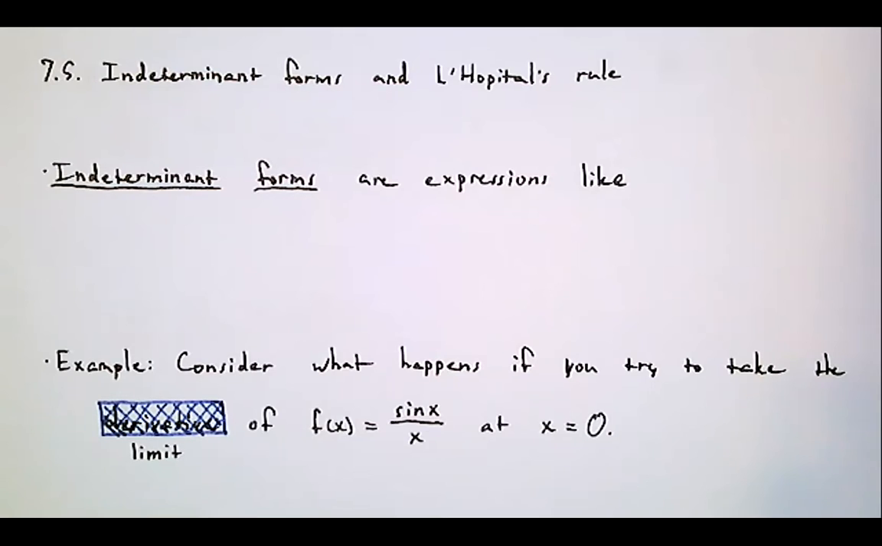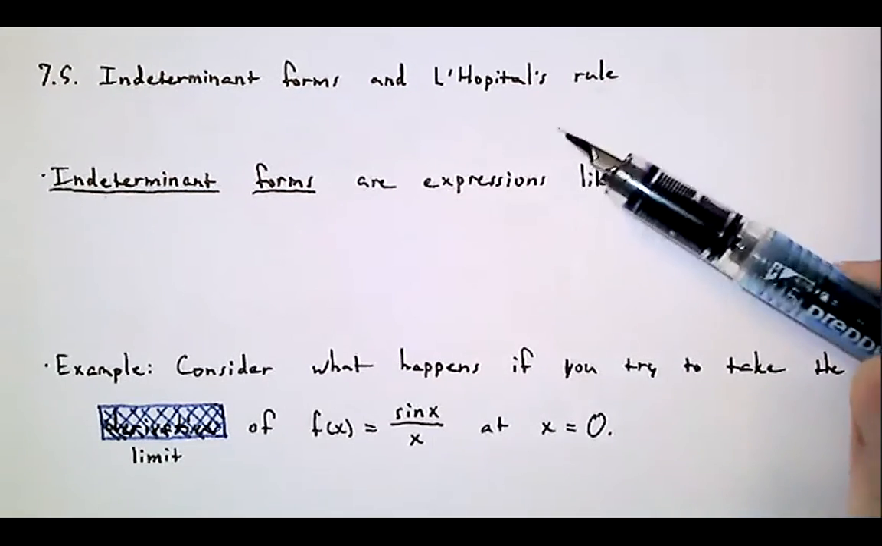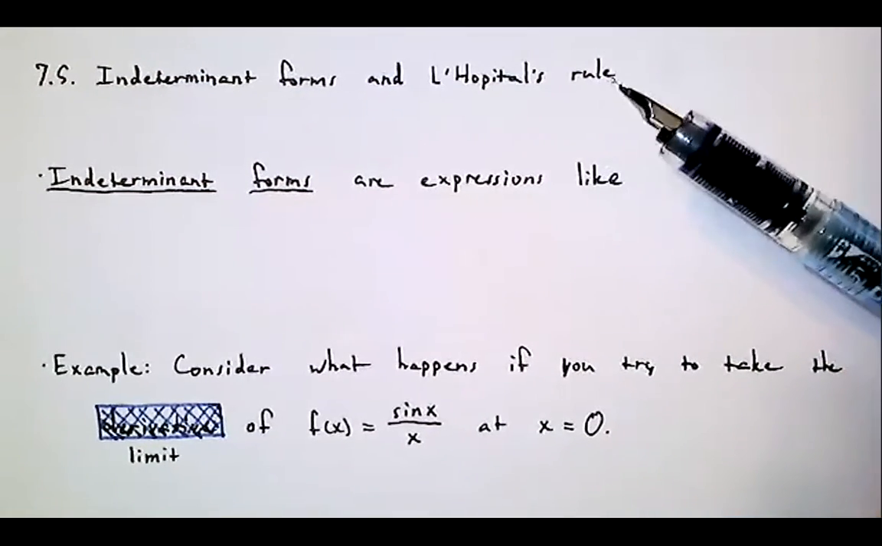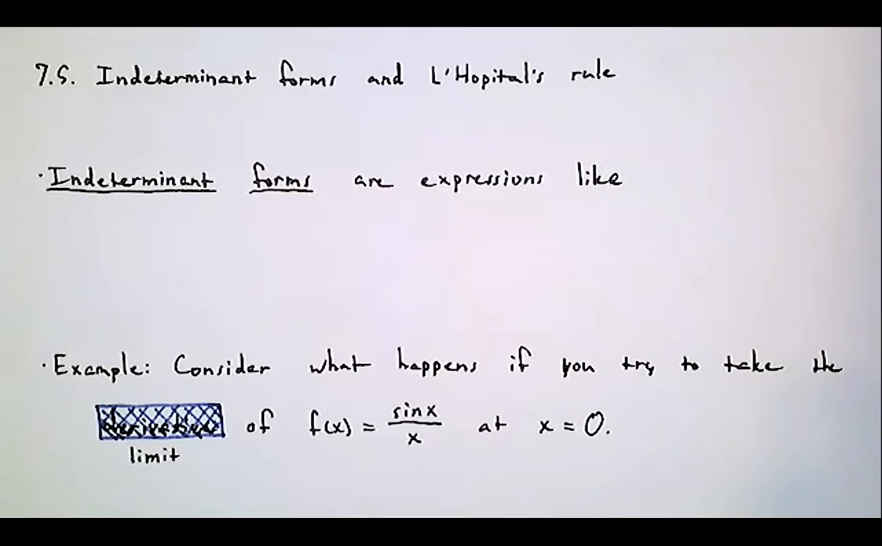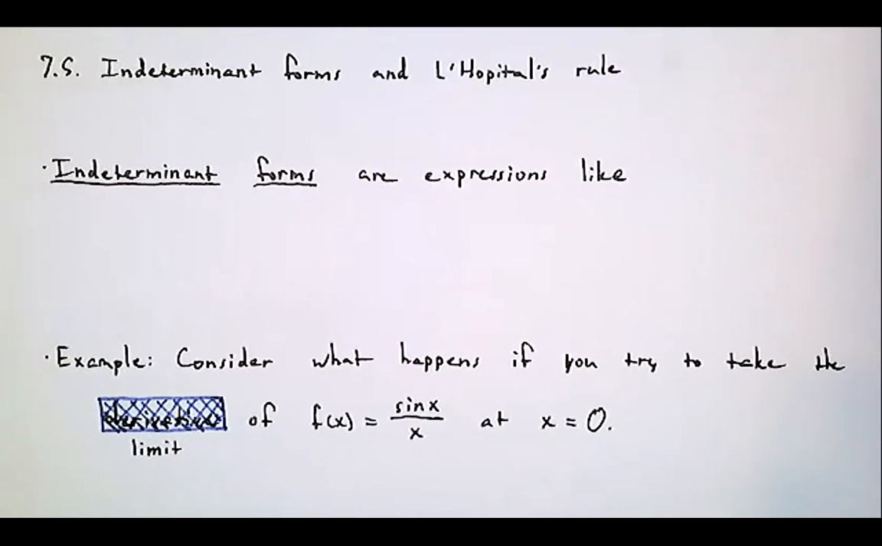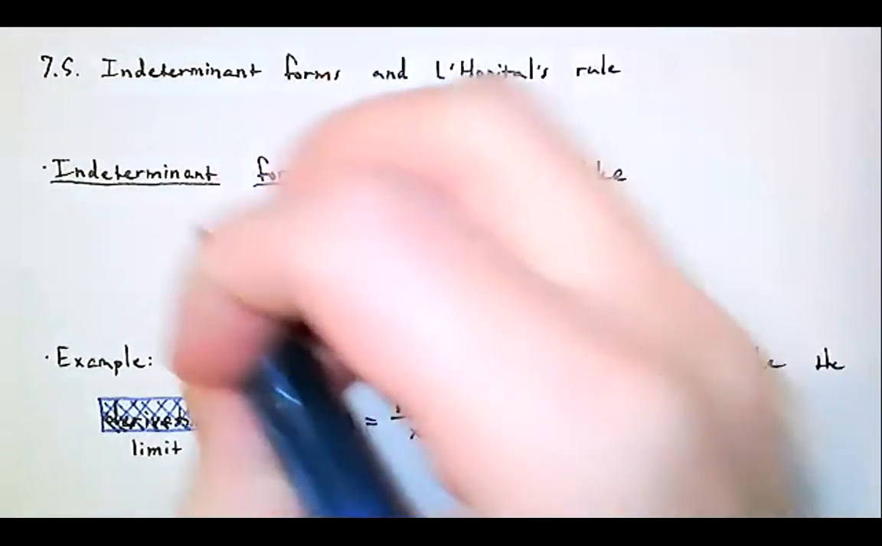Okay, the next section, just moving along in the textbook to 7.5, is over indeterminate forms and something called L'Hopital's rule. And I'll explain what both of those are as we go along. The first one, indeterminate forms, they are expressions like these.